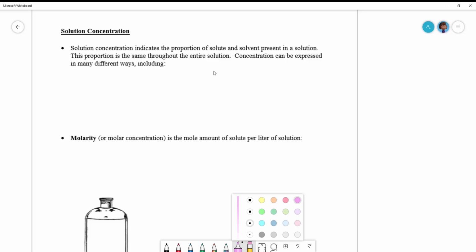Hello everyone and welcome. So in this chapter 4 lecture, we're going to be taking a look at how we describe a solution quantitatively. And of course we do that by looking at its concentration. Concentration is what we're looking at here.